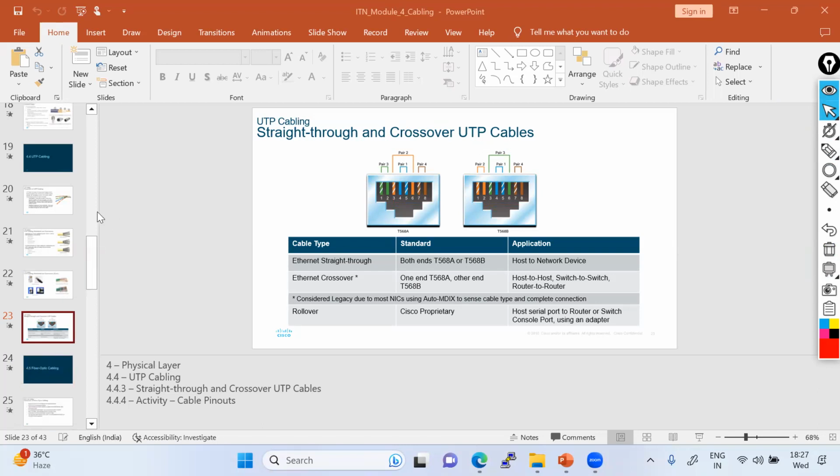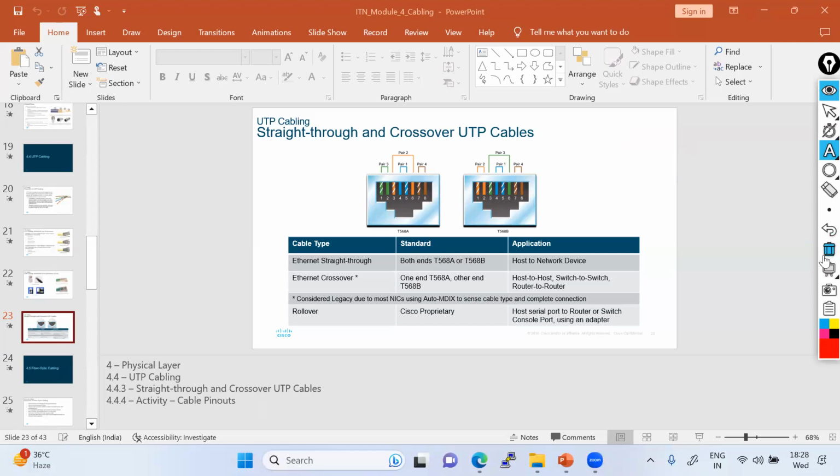So these are all about the copper cable. In summary, let me just summarize here. Copper has 3 flavors. We have the twisted pair cable, and in this twisted pair cable, we have first unsealed, right? And we have the sealed, right? 2 cables, right? And the last one is the coaxial copper cable.